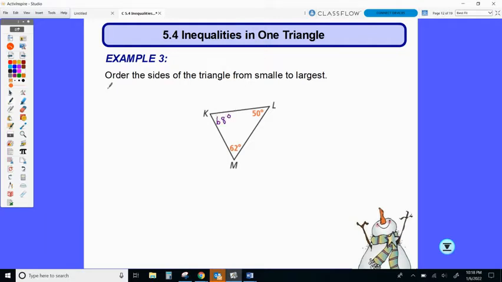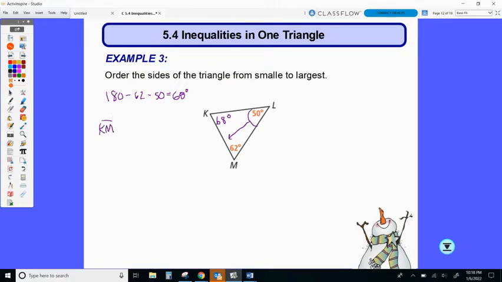Okay, so that's how we get our 180 minus 62 minus 50 leaves us with that 68 degrees. That's how I got our 68 degrees. Okay, and now I can tell which side is my smallest by looking at my smallest angle. So this side over here is going to be my smallest side, KM.